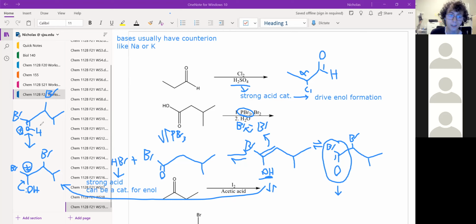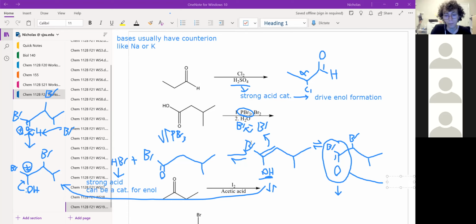And then you could deprotonate this OH on the carbonyl, and then you get the carbonyl back. So that's how you could show that transformation. I just kind of skipped it. Does that make sense though? I guess Br minus takes that. So yeah, that's how you do that.